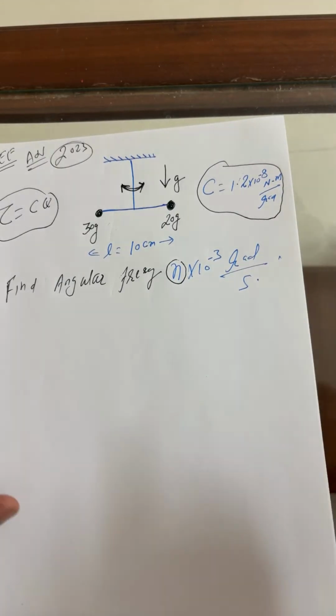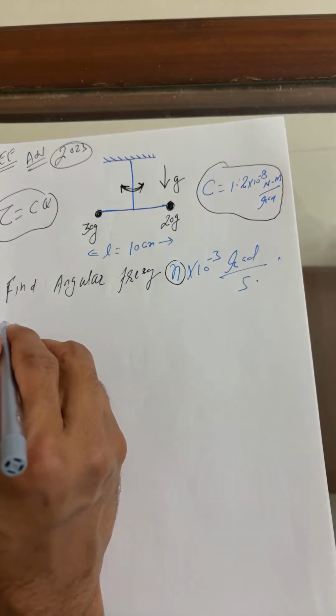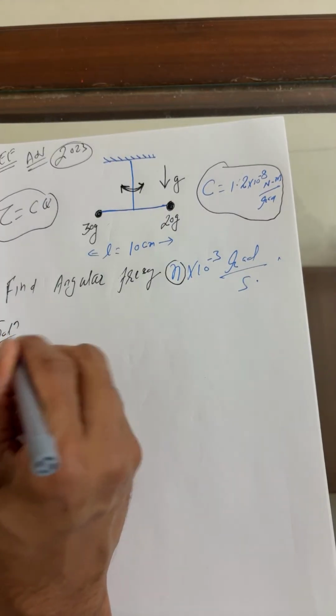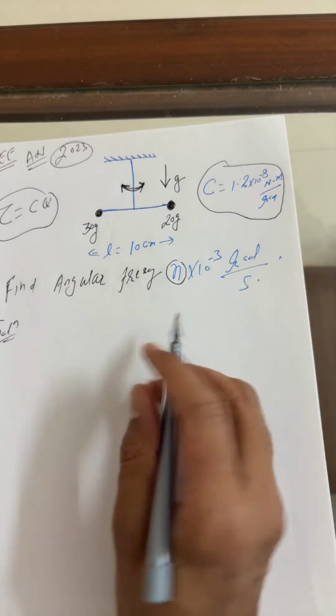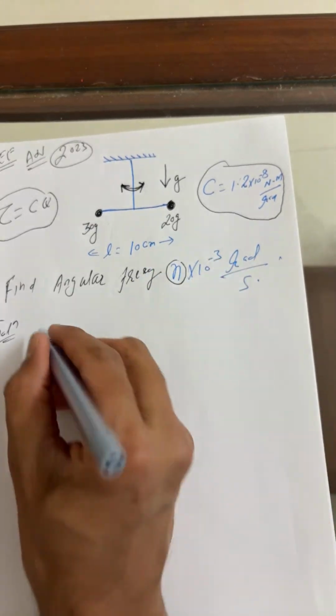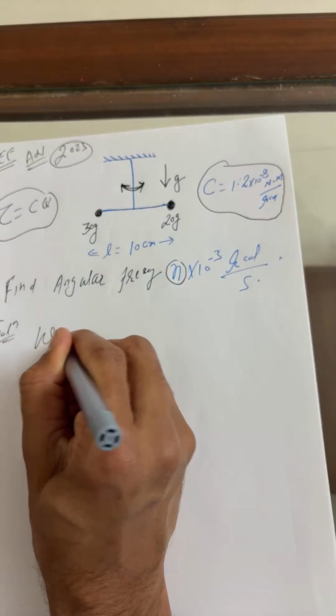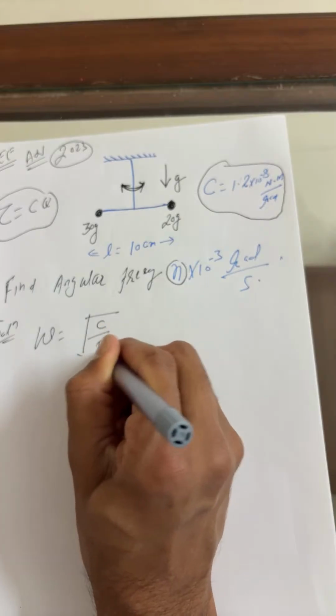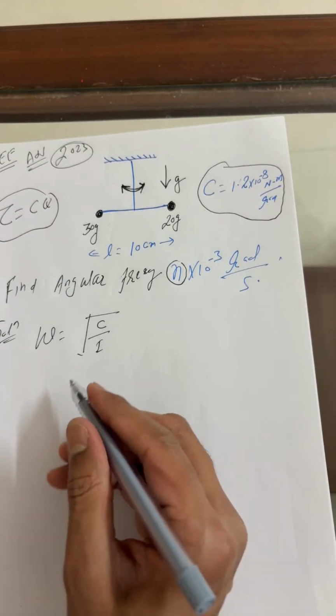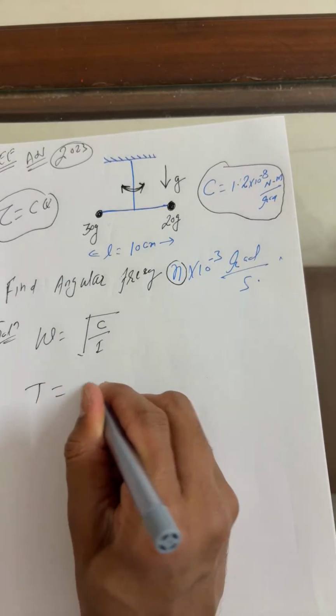But certainly for this condition, we'll go through these solutions. I can see these are the theory points which I said. For the torsional constant, what is omega? Omega for this condition we can write as root of C upon I. So simply we can write the time period.